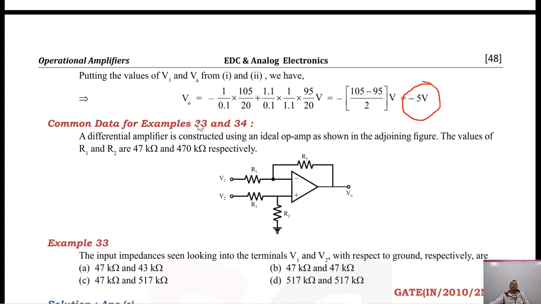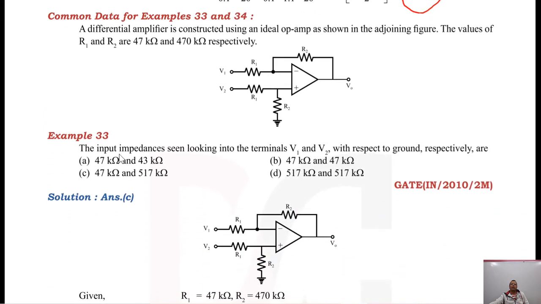The common data for examples 33 and 34. Our differential amplifier is constructed using an ideal op-amp as shown in the adjoining figure. The values of R1 and R2 are given to you, and then what are the questions? We have to find the input impedance seen looking into V1 and V2, that is the differential input resistance. That is one.